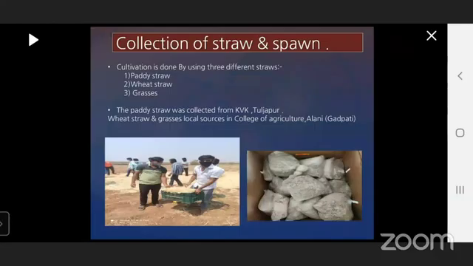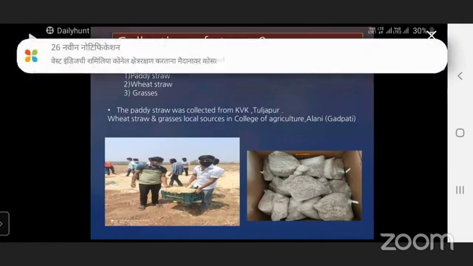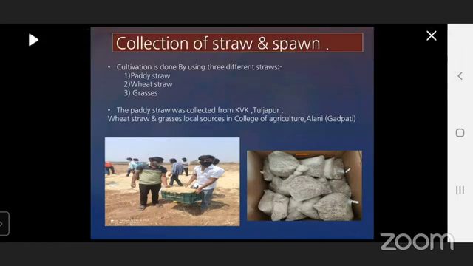Collection of straw and spawn is most important. Straw is collected from the field. We can use different straws like paddy straw, wheat straw, soybean straw, sugarcane trash, bamboo straw, and different meal byproducts. We can also use weeds or grasses for cultivation of the mushroom. Collection of paddy straw is most necessary, and we are using the spawn. The second image shows the spawn. Spawn is nothing but the seed of fungi.